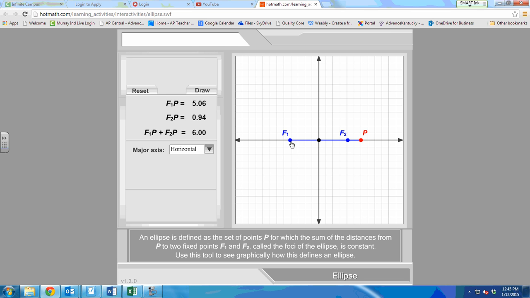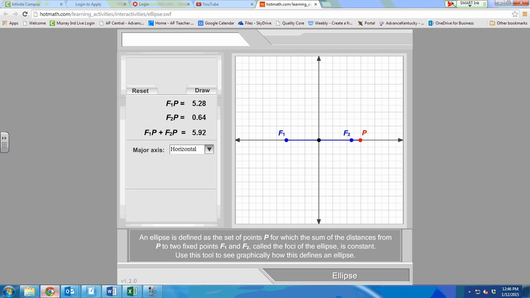Okay, so there's these 2 blue points. See these 2 blue points? Well, this ellipse is centered at 0, 0. These 2 blue points are called foci. Okay, and then we have this red point P that's going to be an actual point on the ellipse. So if you notice right now, this is what all this means.